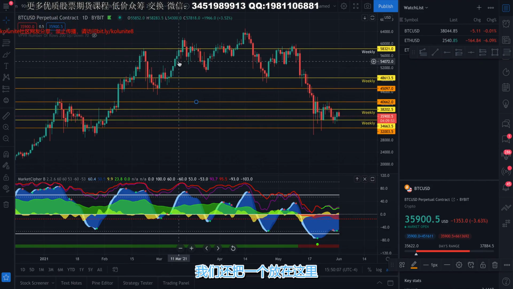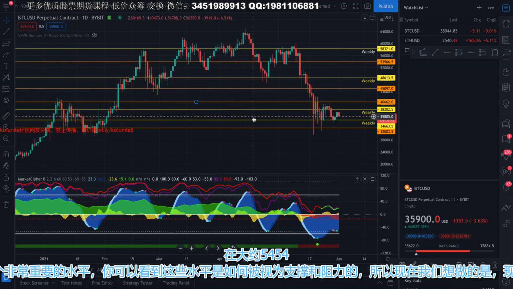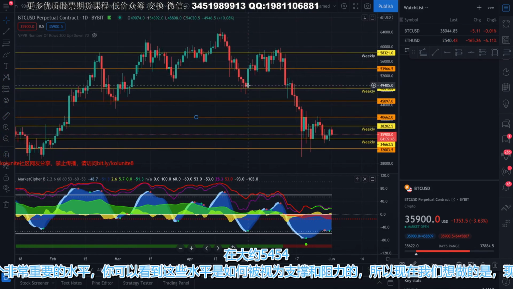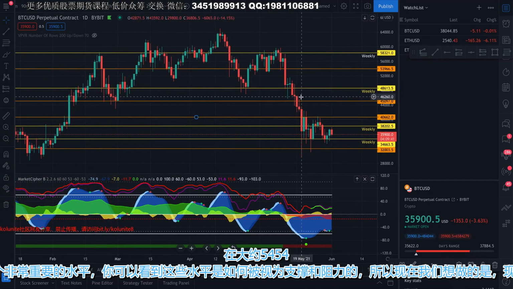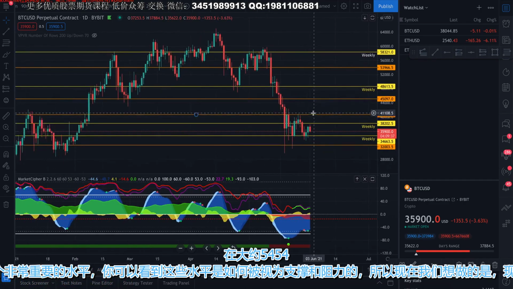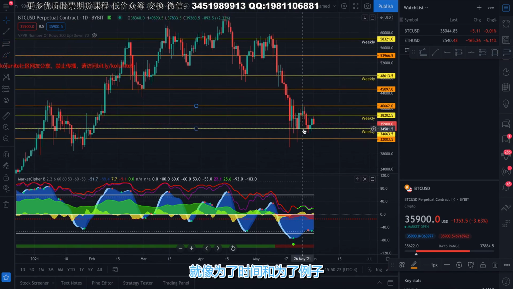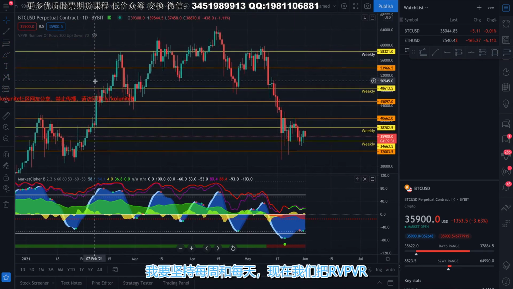Where else would we put one? Put one right here at about 54K. That was a very important level that we traded for a long time. And you can see how these levels are respected as support and resistance, right? So now that we've done our top-down analysis, of course you can keep going down to the 4 hour, but for the sake of time and for the sake of example, I'm just going to stick to the weekly and the daily.